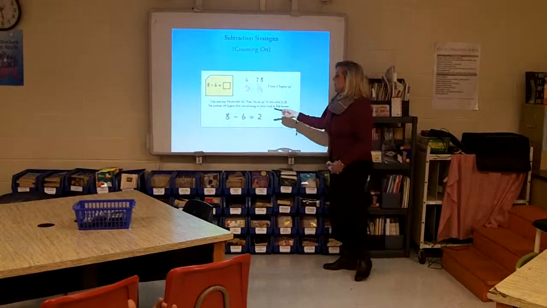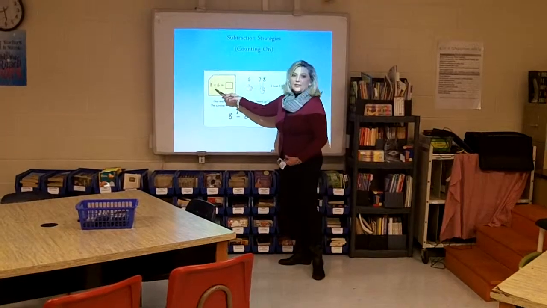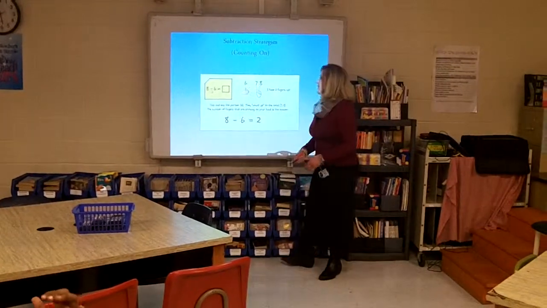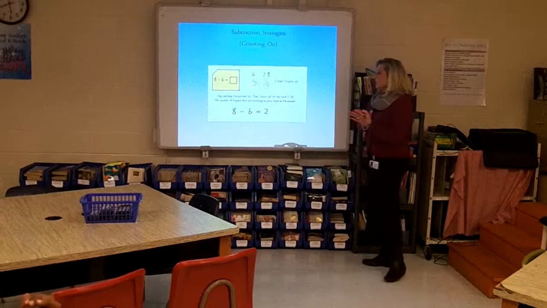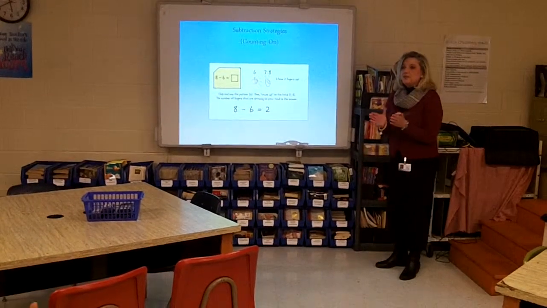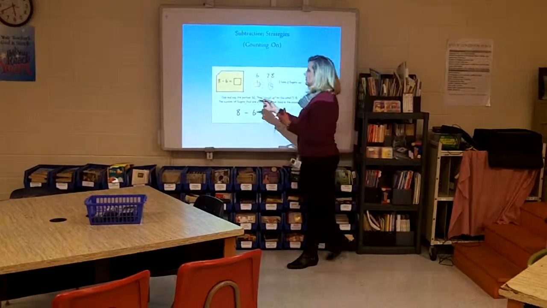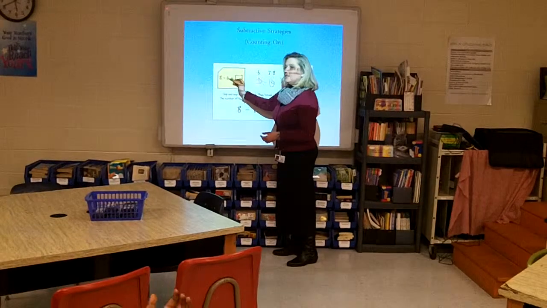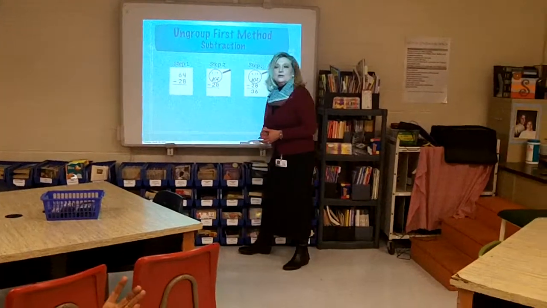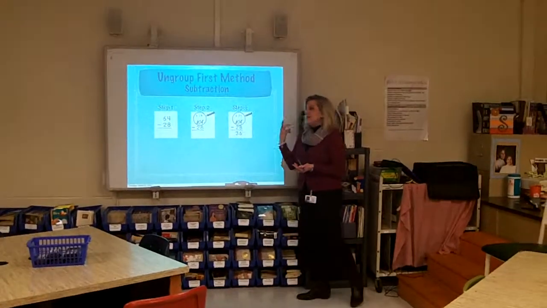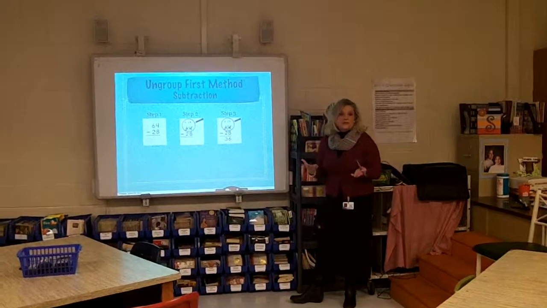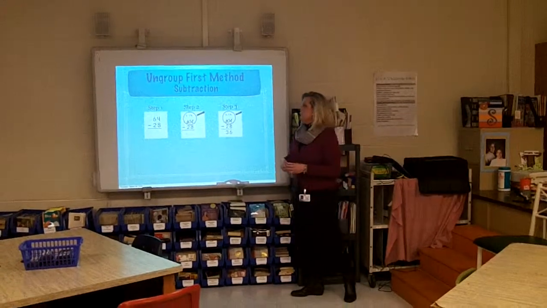Counting on, if they have 8, we know that's our big number, that's our total. If they clap and say that partner number 6 and then count up, so they're going to really basically be counting up from 6 to 8, which is the total. So they say 6, 7, 8. So they know that the answer to that would have been 2.